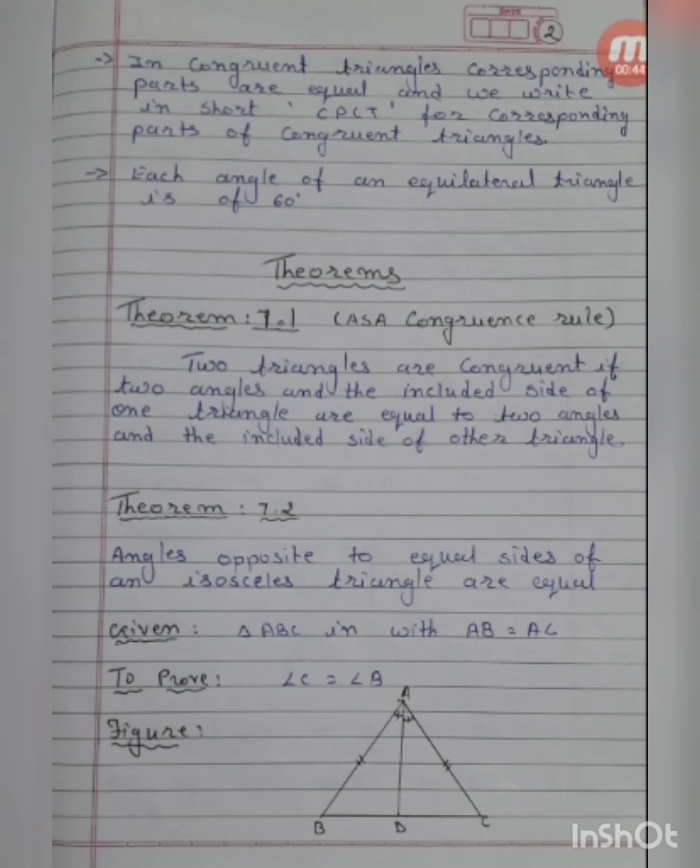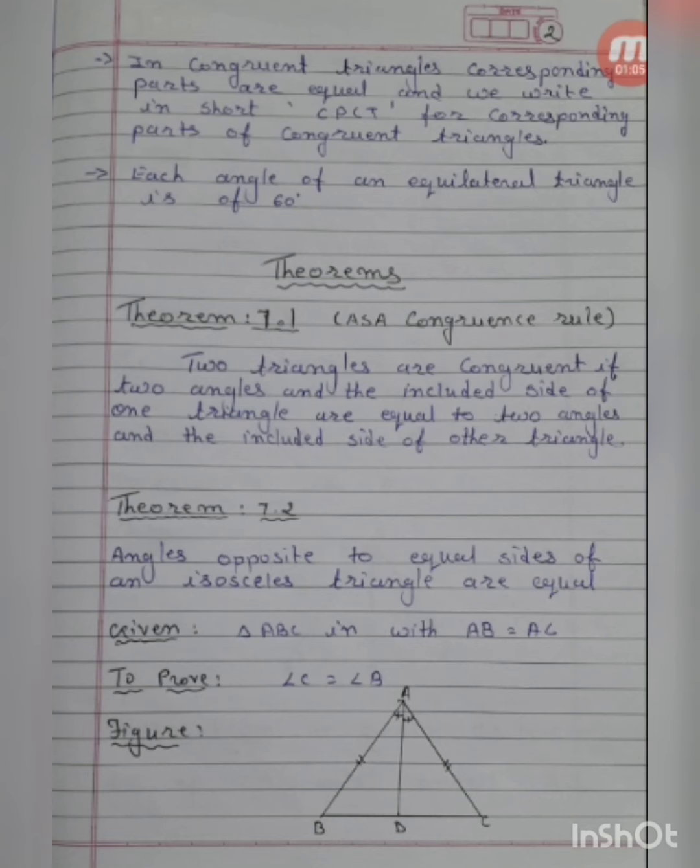Here also 2-3 theorems we have to write with proof, and other theorems we have to write only statements. Now theorem 7.1, the ASA congruence rule. Here theorem 7.1 is the ASA congruence rule, meaning angle side angle congruence rule.